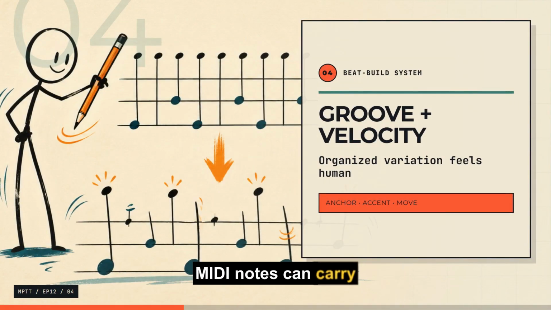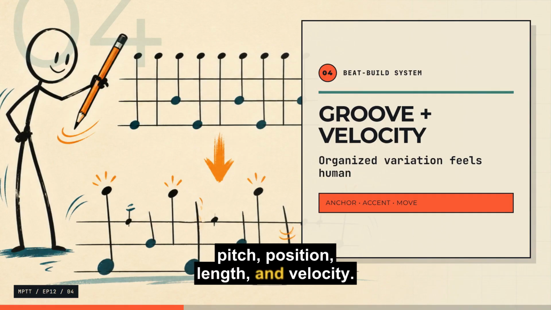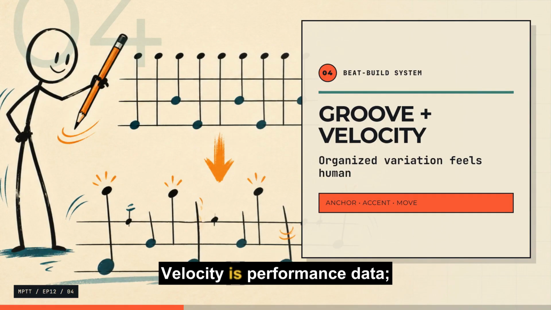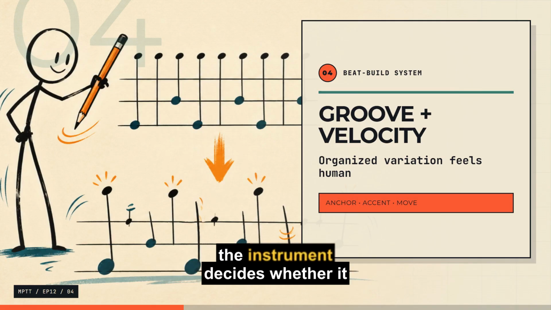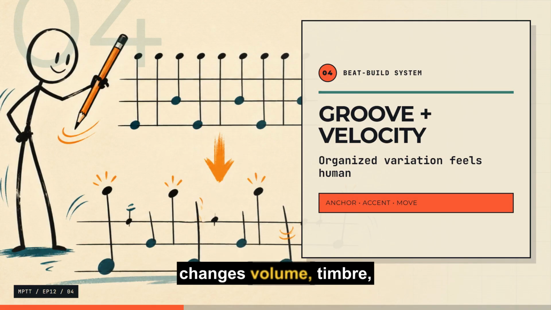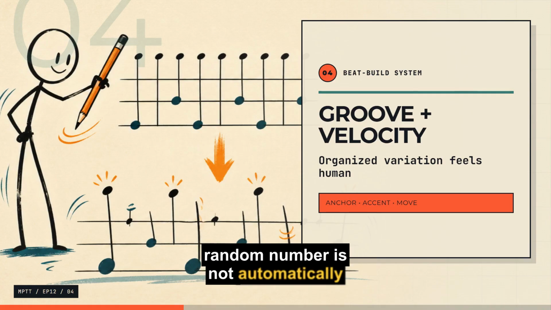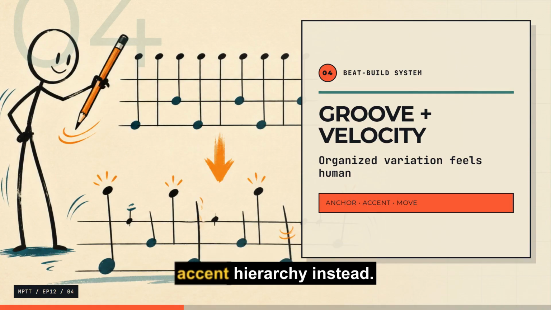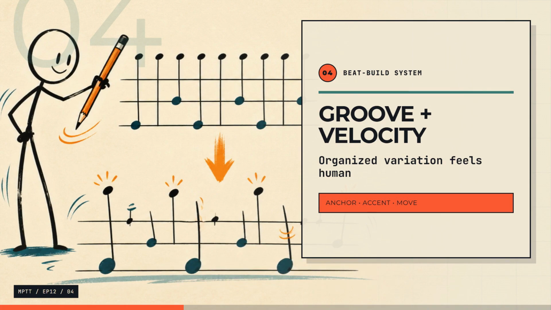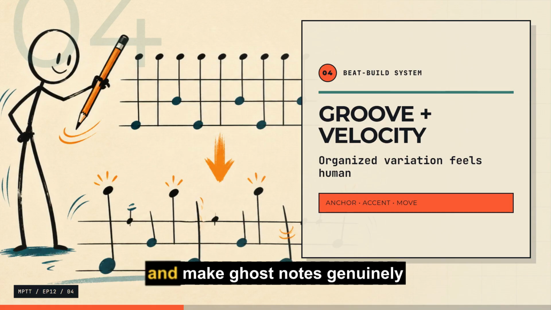MIDI notes can carry pitch, position, length, and velocity. Velocity is performance data. The instrument decides whether it changes volume, timbre, or both. That is why setting every hat to a random number is not automatically human. Create an accent hierarchy instead. Choose the hats that should lead the phrase, lower the supporting hits, and make ghost notes genuinely quieter.